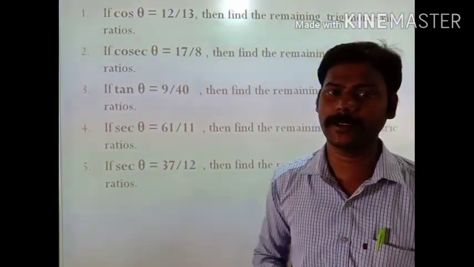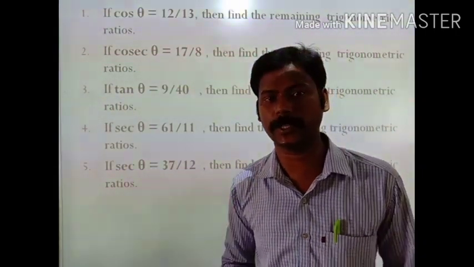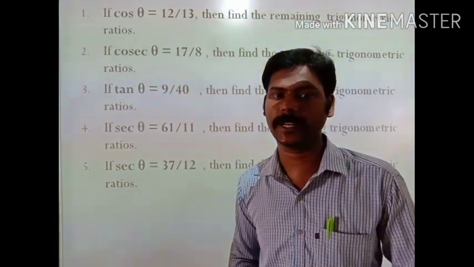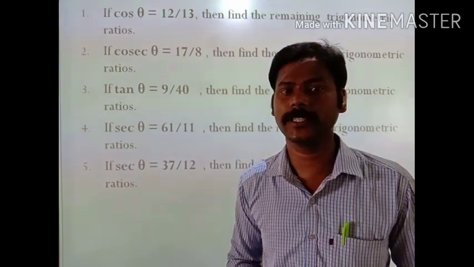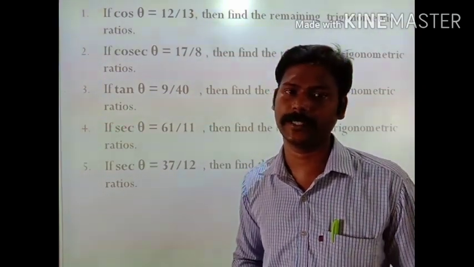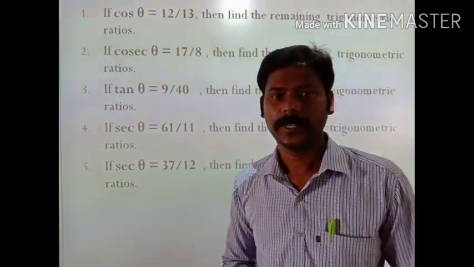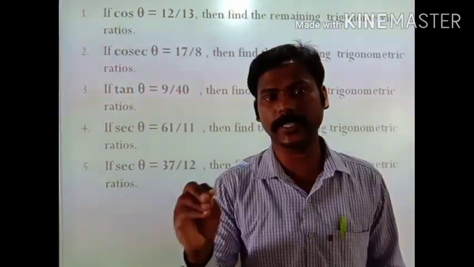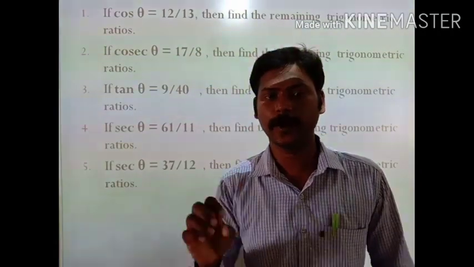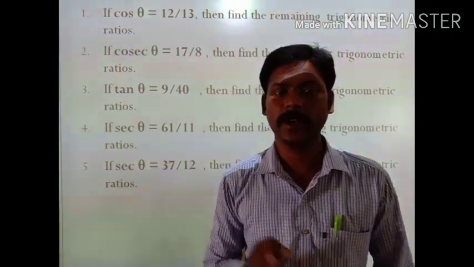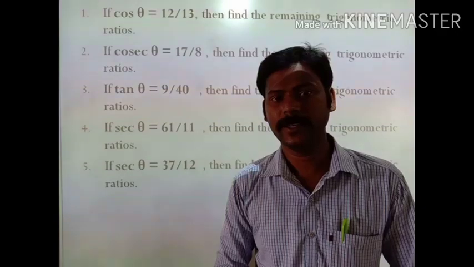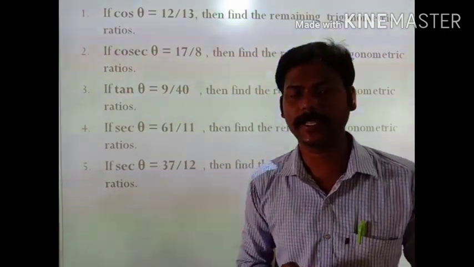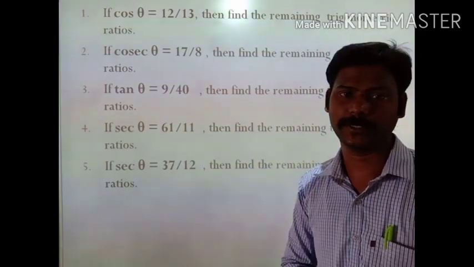We already learned, children, the definition of the trigonometric ratios in the previous class. Understood? If anyone missed that class, please watch the video once again. First one, sin theta. Actually, 6 trigonometric ratios we will learn. Sin theta means what? Opposite side by hypotenuse, or perpendicular side by hypotenuse.